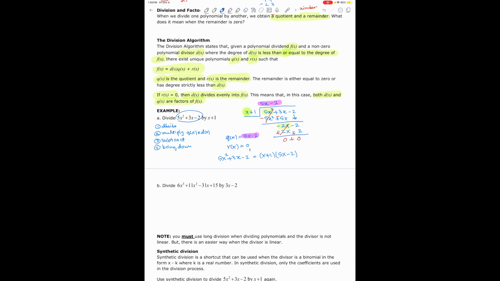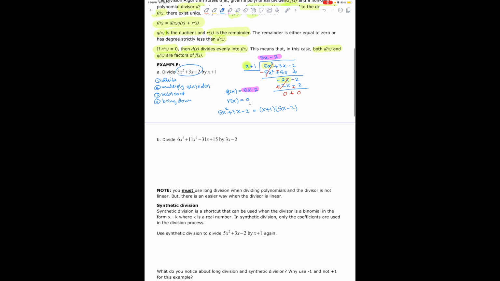Here is another example. We're going to use long division again. So I have 6x cubed plus 11x squared minus 31x plus 15. We need to divide that by 3x minus 2. So I'm going to divide first term by first term. 6x cubed divided by 3x is 2x squared. Now we're going to multiply this by 3x, so 2x squared times 3x equals 6x cubed. And then 2x squared times negative 2 is negative 4x squared.